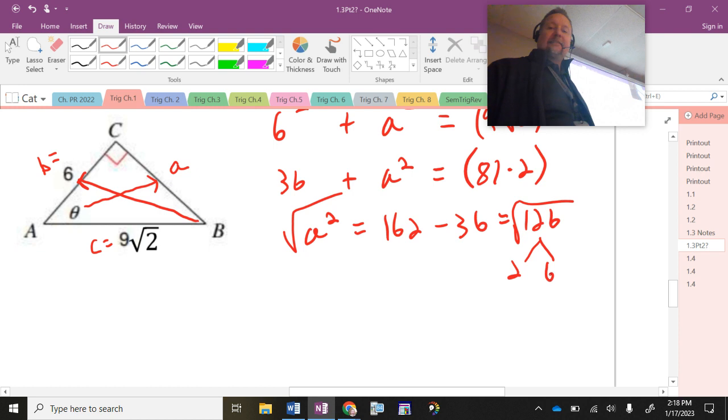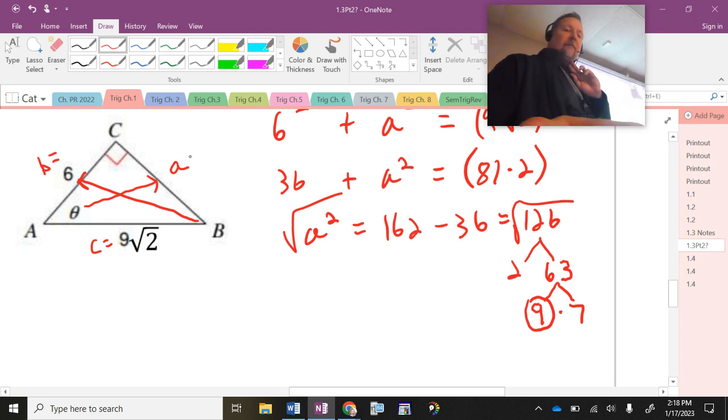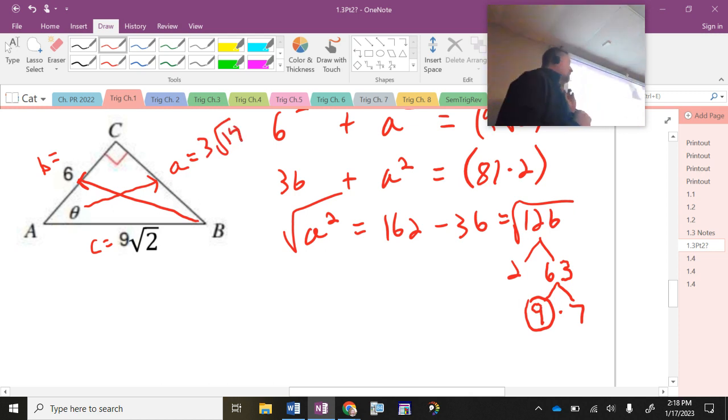60. But then it's 63. And then 63 is what? 9 times 7. And I stop. What's the square root of 9? And then 2 and 7 are not perfect. So what's 2 times 7? So it's 3 root 14. That's how you do it.